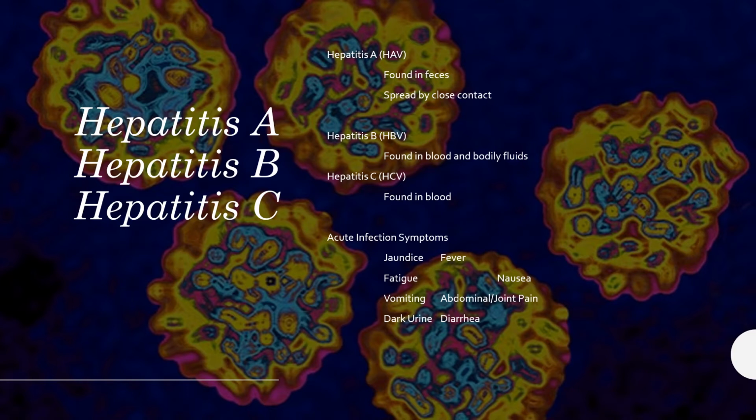However, all three of these present with the same acute infection symptoms. So when someone gets exposed and infected, they will probably present with these symptoms for all three. And like I said, with hepatitis C, those chronic symptoms can remain dormant for a long period of time. So with someone with acute infection of HAV, HBV, or HCV, we're talking about jaundice, which is that yellowing of the skin, a fever, fatigue, nausea, vomiting, abdominal pain, joint pain, dark urine, and diarrhea. These are all symptoms we want to look out for and monitor for.